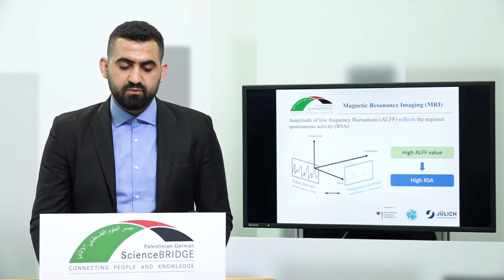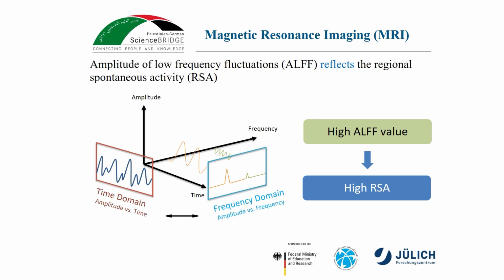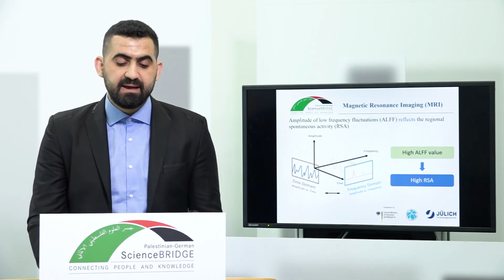And here we have the amplitude of low frequency fluctuation, which indicates the regional spontaneous activity. And it could be done by converting the time domain to the frequency domain, then computing the amplitude.